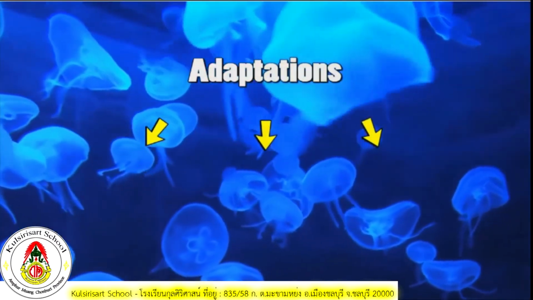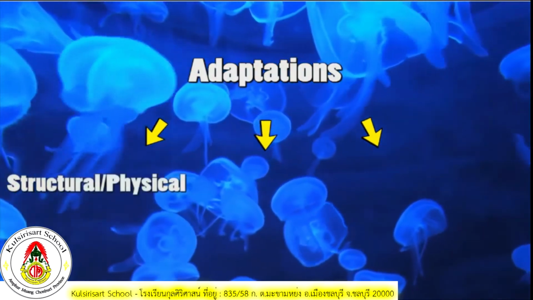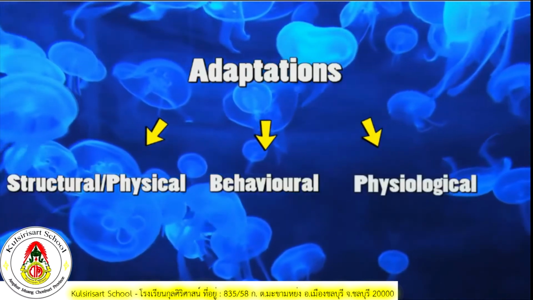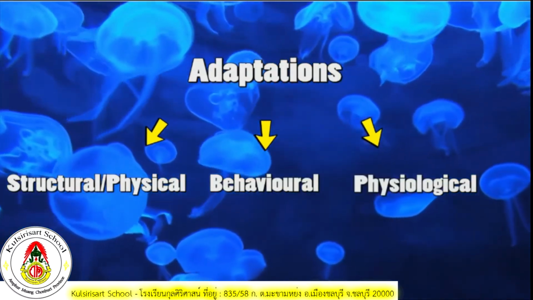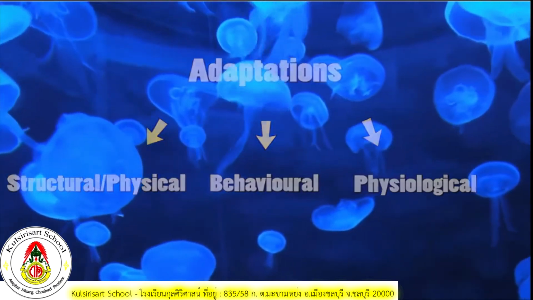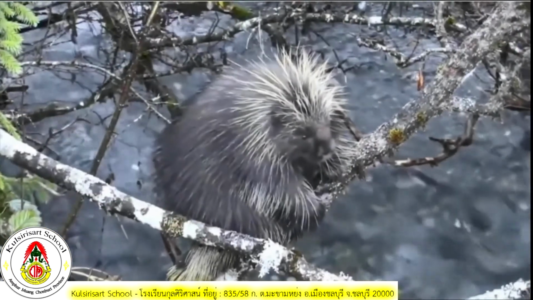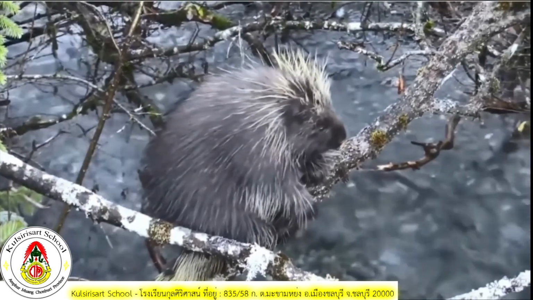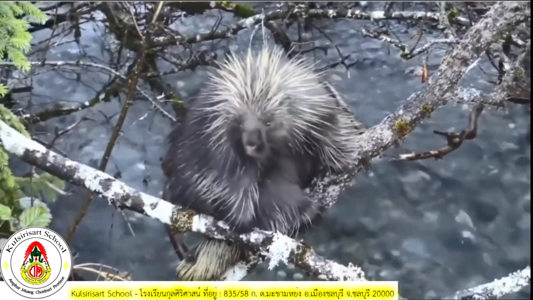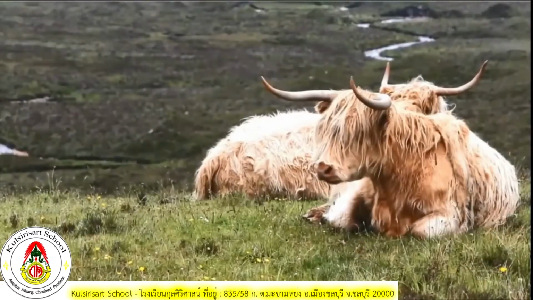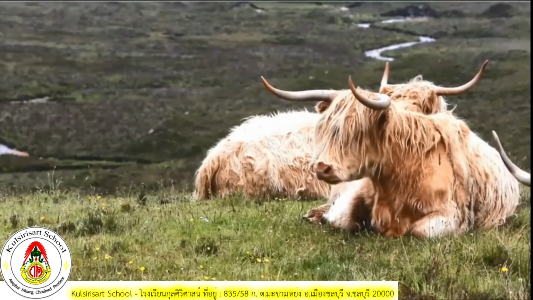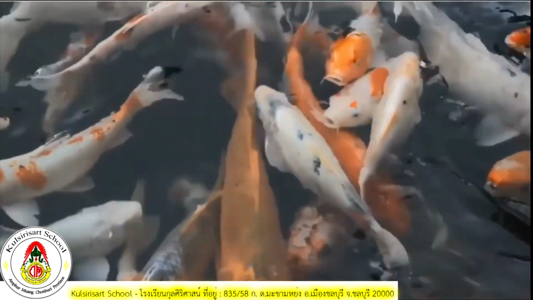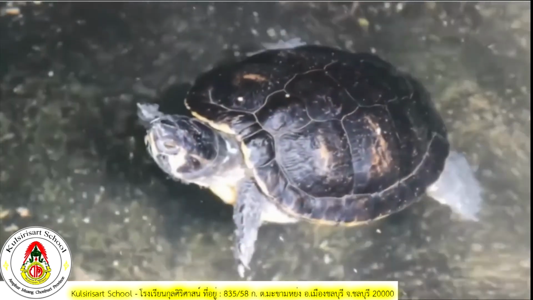Adaptations can be categorized into three main groups: structural or physical, behavioral, and physiological. Let's now look at the differences between these groups by looking at some examples. Structural adaptations, also known as physical adaptations, are physical features of the body that assist in some way with survival or reproduction. Some obvious examples include having horns to defend against predators and to compete against others, having fins for aquatic animals who need to swim efficiently, and having armor to defend against predators.